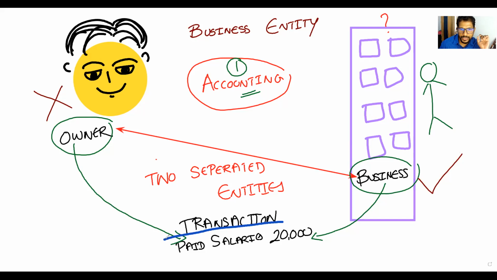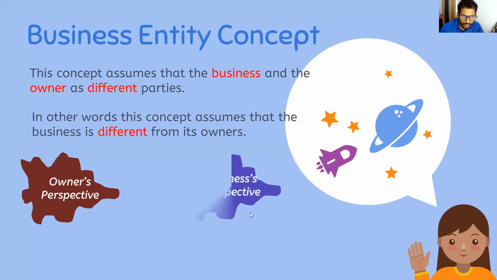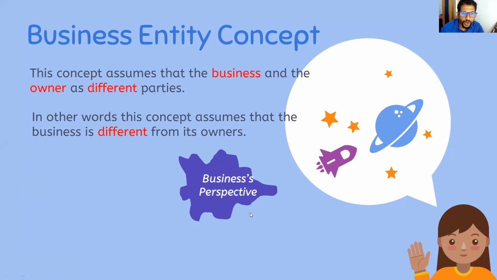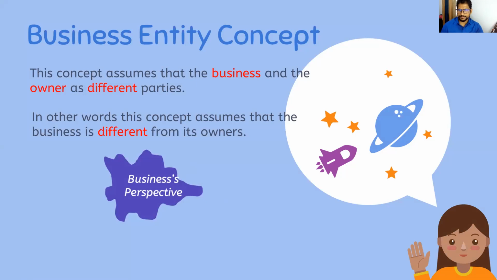You have to recognize, okay, for the business, what is this transaction? Not for the owner. That is what we do in accounting. Are we clear? The presentation tries to tell you that. Accordingly, we have two perspectives: the owner's perspective and the business perspective. So always remember, in recognizing transactions, we never use the owner's perspective, but we always use the business's perspective. Are we clear? Let's get back to the tutorial.